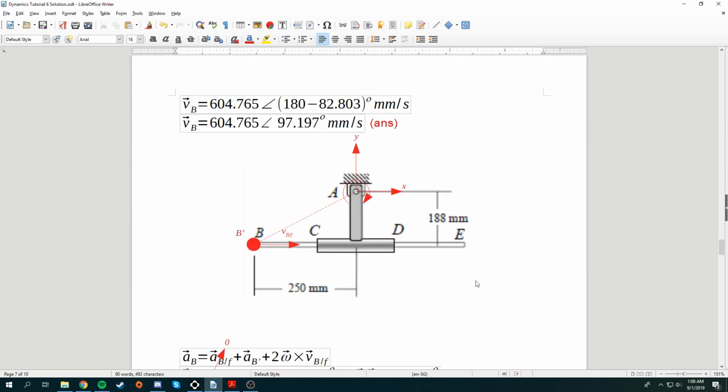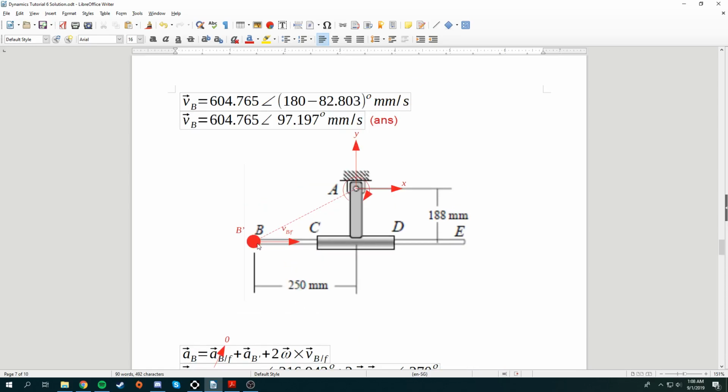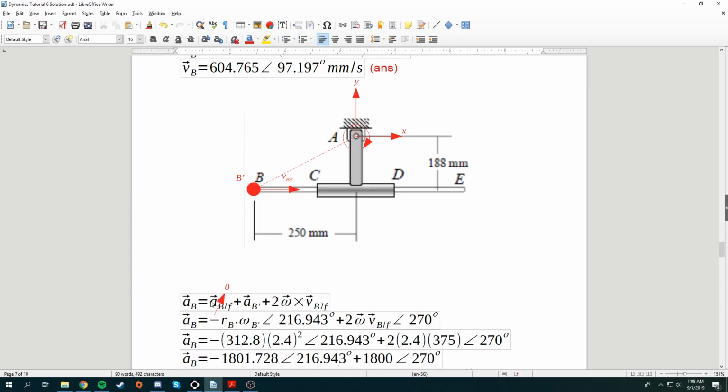Next, we're trying to find the acceleration of B. Acceleration of B can be written in the general form: acceleration of B with respect to the frame, plus acceleration of B prime, plus the Coriolis acceleration. We know that it's moving at a constant rate towards the right, so acceleration of B with respect to the frame goes to 0. So what's acceleration of B prime?